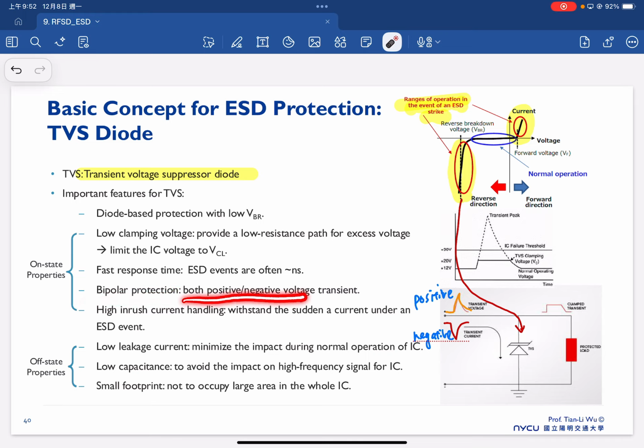That's okay for using the diode. And then the high inrush current handling, which means this diode can handle a higher sudden current. During the off state, the low leakage current minimizes the impact on the normal operation of the IC, and also the low capacitance avoids the impact on the high frequency of the IC. Also the small footprint, because it's just a single diode, so it will not take too much area. That's also good for the overall cost consideration. So that's why using a simple diode for ESD protection is a very popular method.